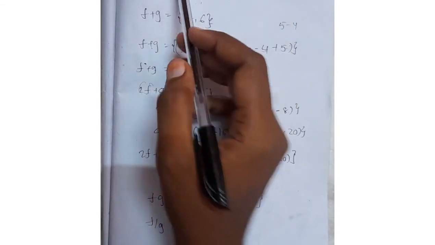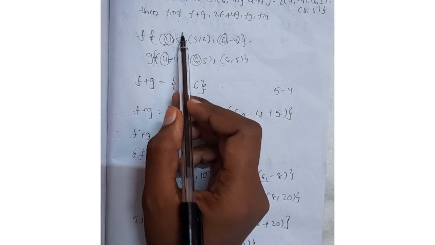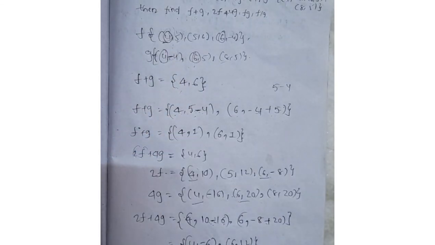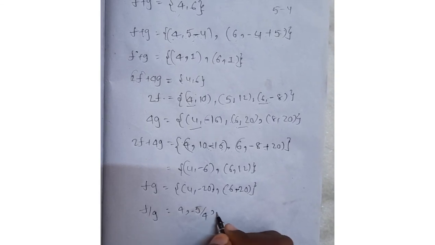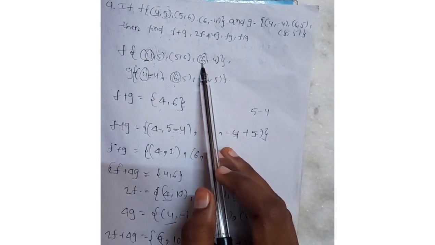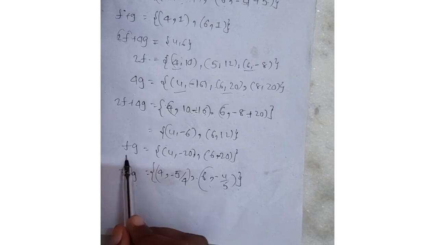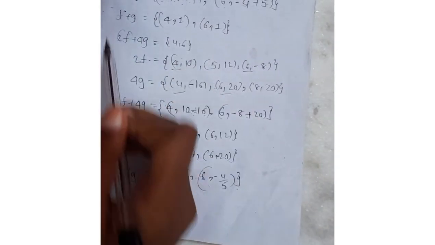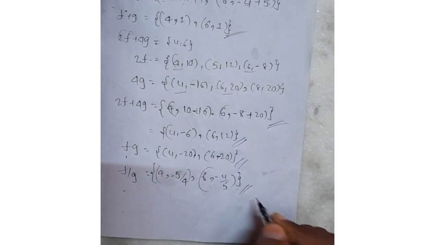Okay. Next f by g. For f by g, again considering the common domain 4, in f it is 5, and in g the range is minus 4. So 5 by minus 4, that is (4, -5/4). And next, 6 comma minus 4 by 5. This is f by g. So here you got f plus g, 2f plus 4g, fg and f by g.